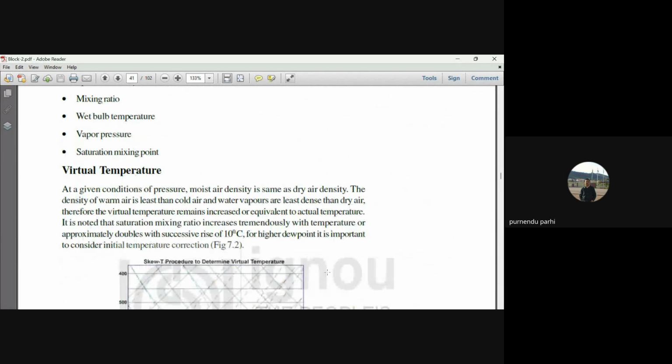At a given pressure condition, moist air density is less than dry air density. The density of warm air is less than that of cold air, and water vapor is less dense than dry air. Therefore, the virtual temperature remains increased or equivalent to the actual temperature. It is noted that the saturation mixing ratio increases tremendously with temperature, approximately doubling with each successive rise of 10 degrees centigrade. For a higher dew point, it is important to consider the initial temperature correction.